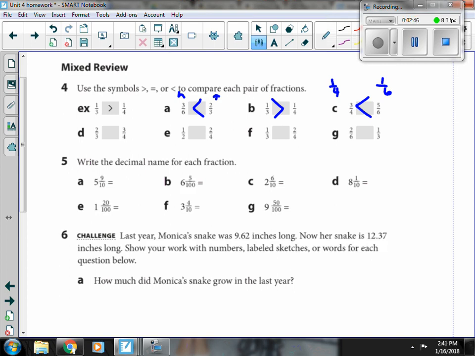Over here I'm going to use that same strategy. This one's 1/3 away from 1. This one's 1/4 away from 1. And since 1/4 is smaller, that means 3/4 is bigger.